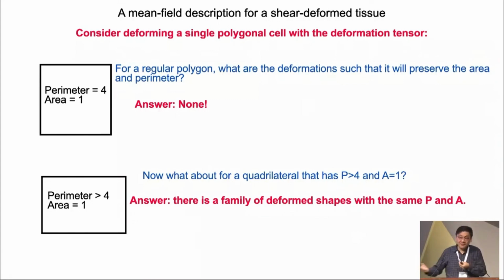So why do I have this exercise? If you think about the energy that I introduced, the shape of the cells is governed by the perimeter and area. If I find a way to deform it without changing P and A, I'm essentially not changing the total energy, and therefore I'm not putting any forces on the cell.